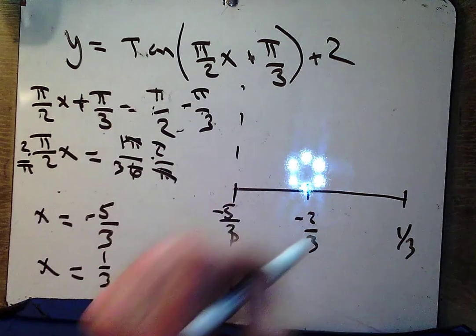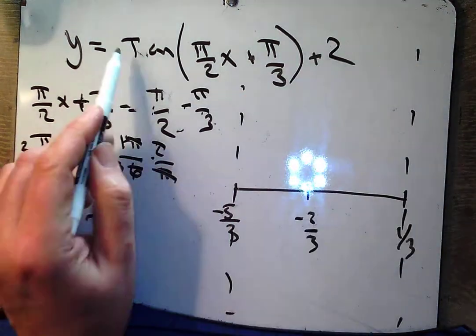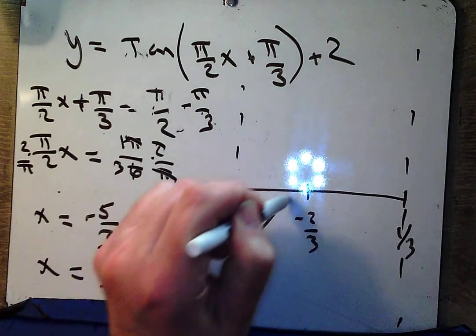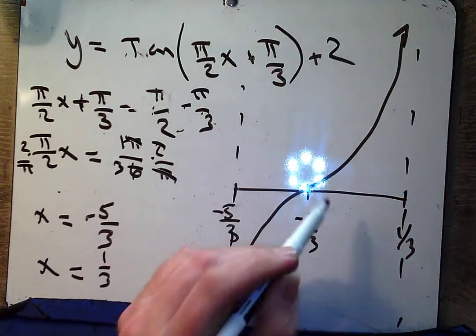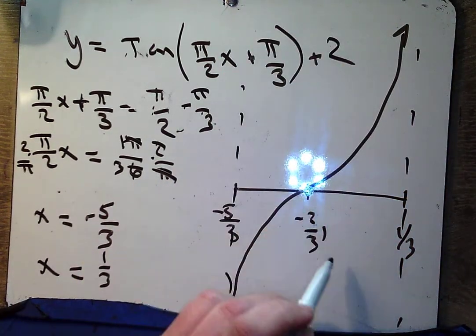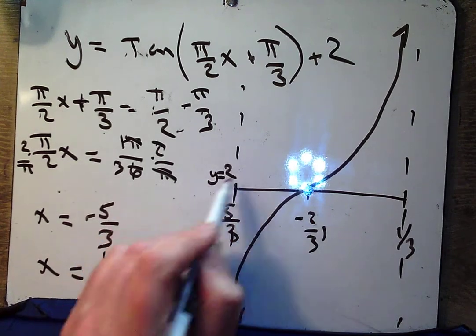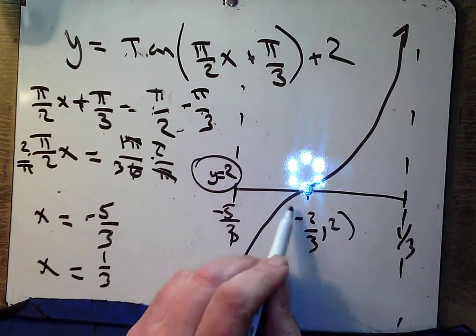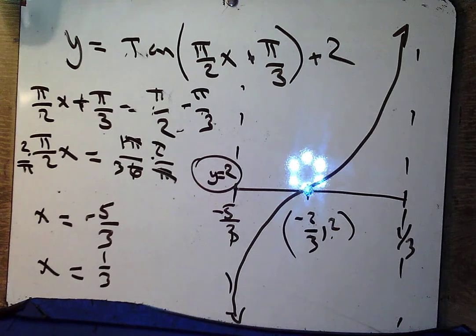Draw on your vertical asymptotes. It's a positive tangent. And please make sure you label the inflection point. This sinusoidal axis is y equals 2, and so that's why my y value there at that halfway point is y equals 2. Any questions about this?